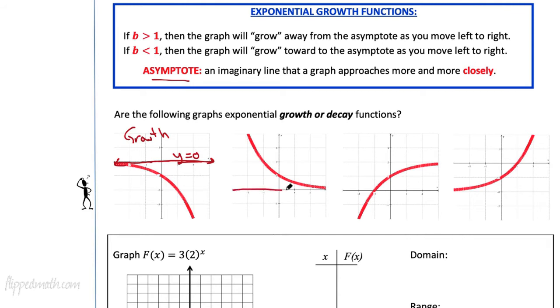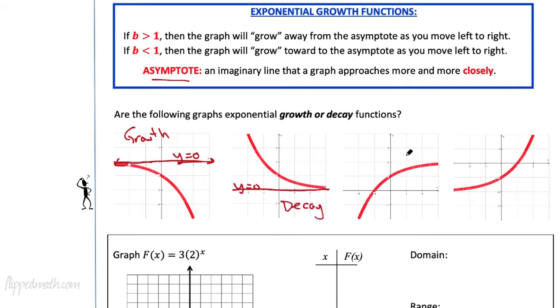We have another asymptote here at y equals 0 again. Now, is this growing away from it, or is it growing towards it? Well, this is growing towards. See how it's getting closer and closer? The values are changing more slowly, more slowly, more slowly, more slowly. This is a decay function. All right, so that's the difference between the two.